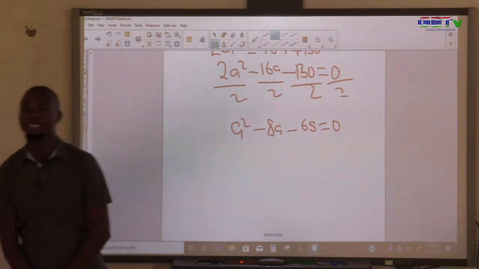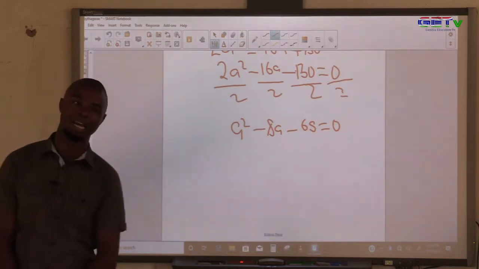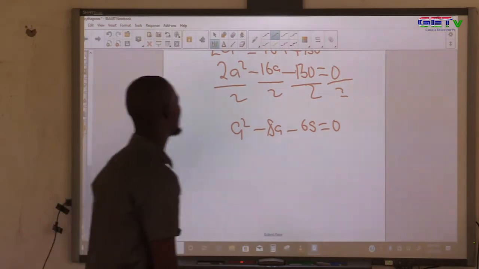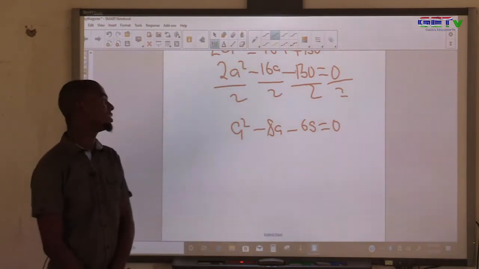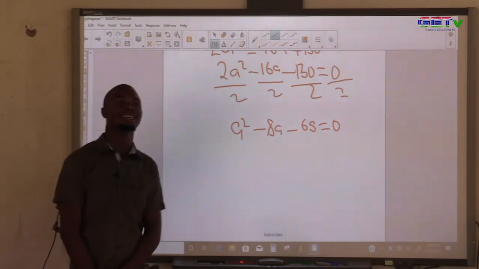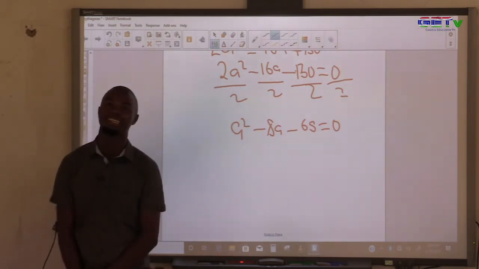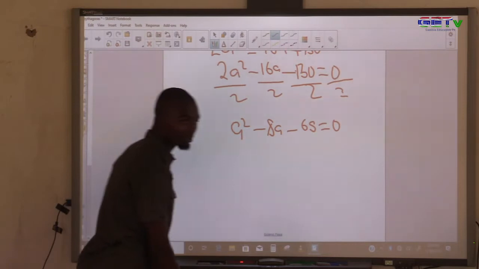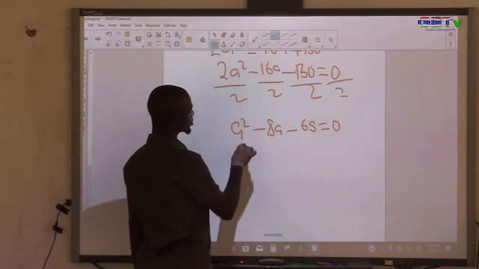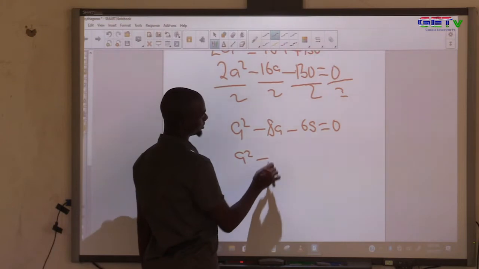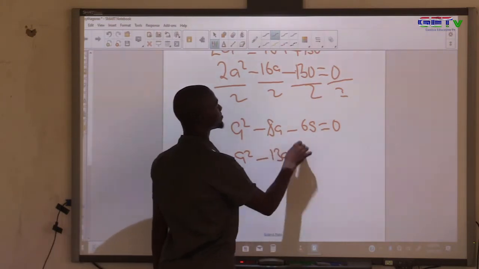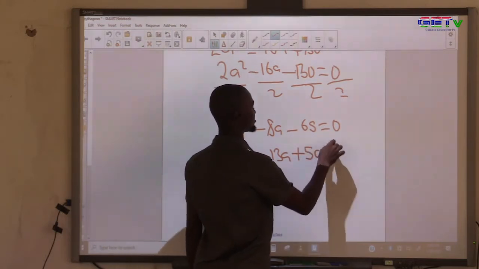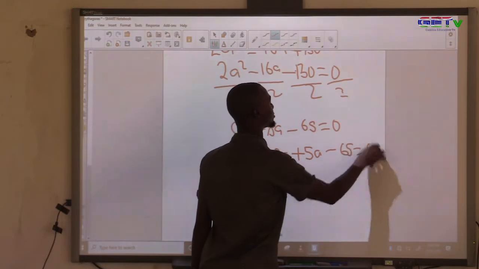If you have to factorize, look for two numbers. If you multiply them, they'll give you negative 65. And if you add these two numbers, you will have negative 8. That is negative 13 and positive 5. So you will have a square minus 13a plus 5a minus 65 is equals to 0.